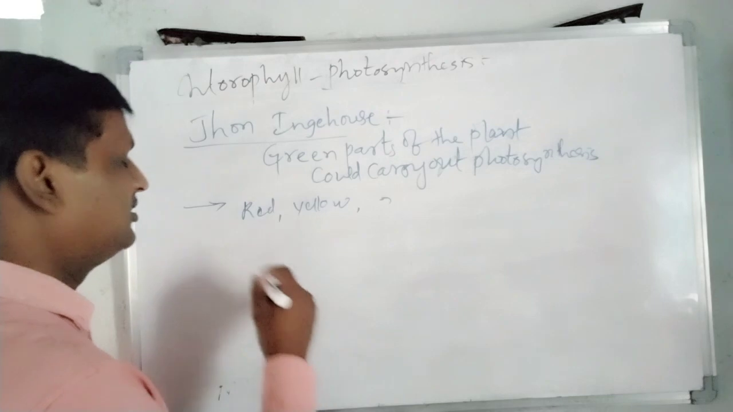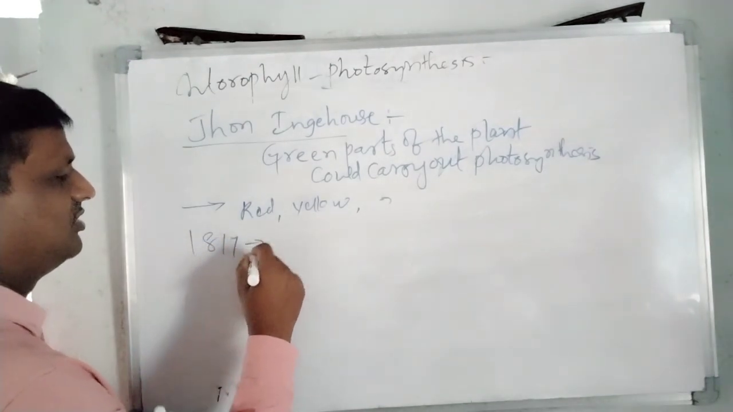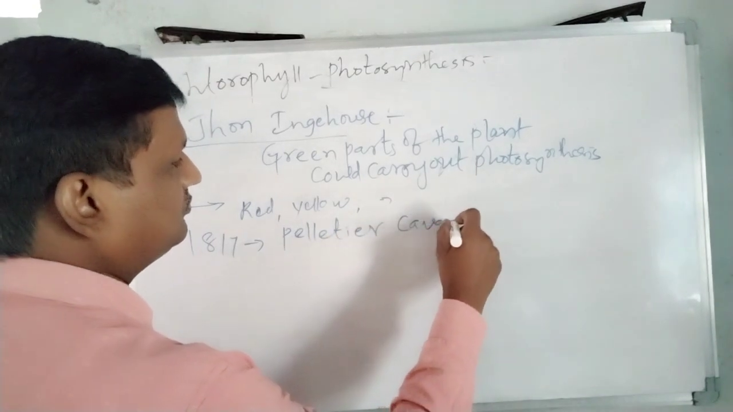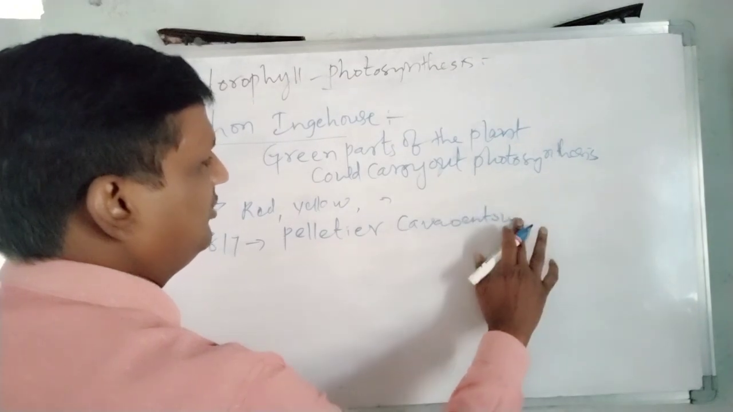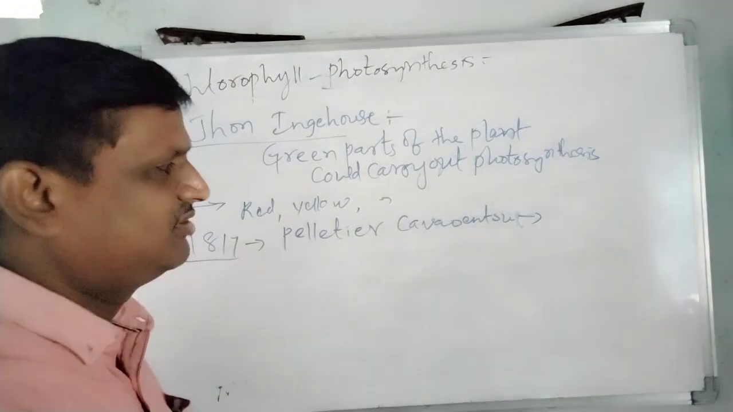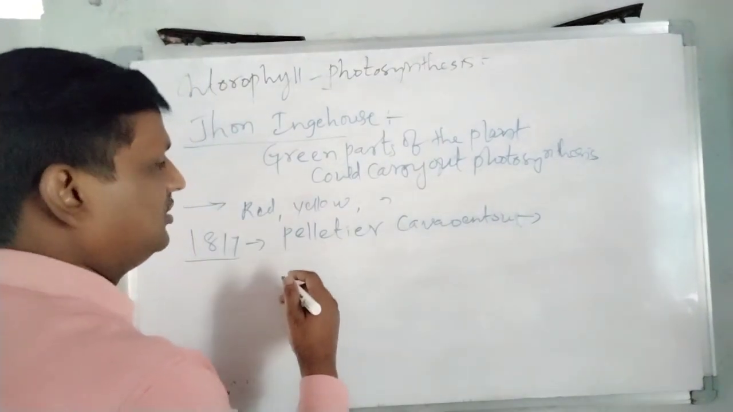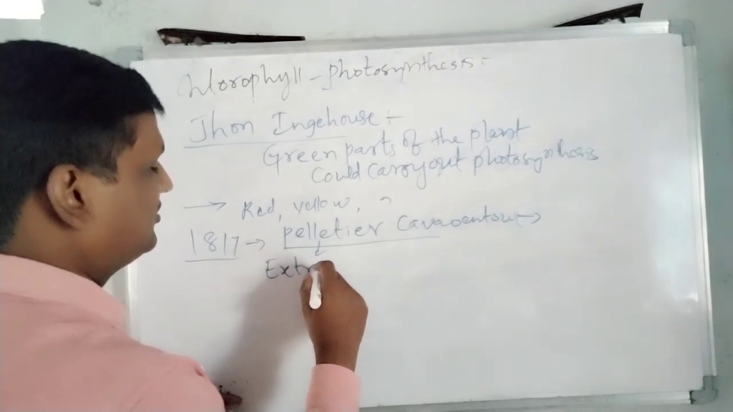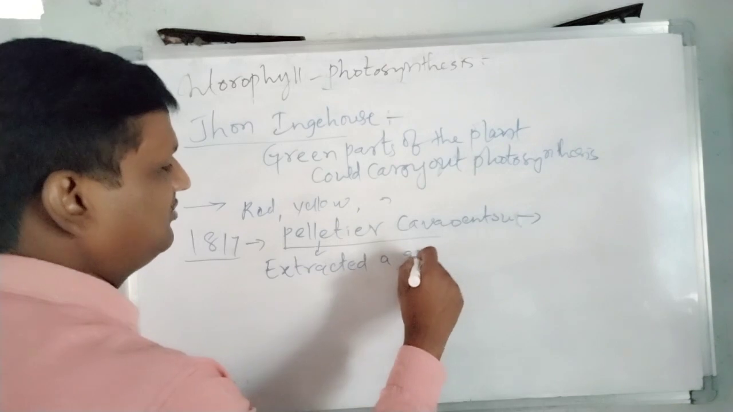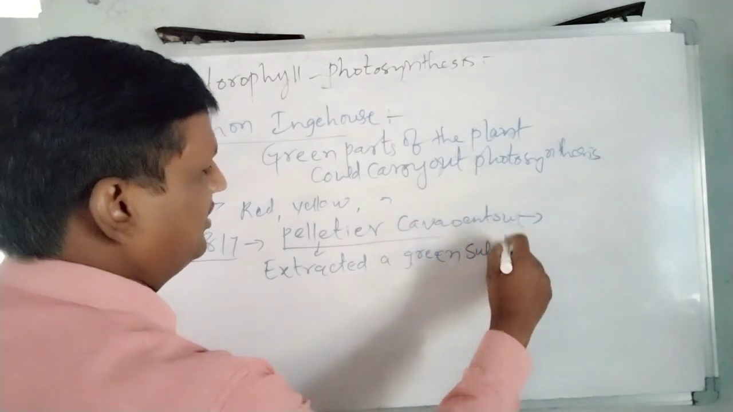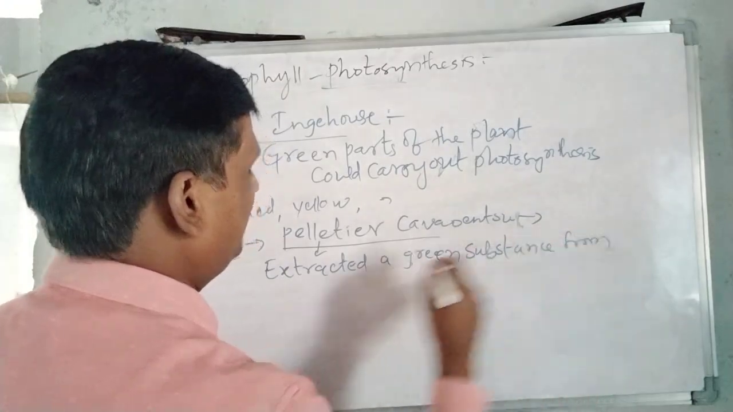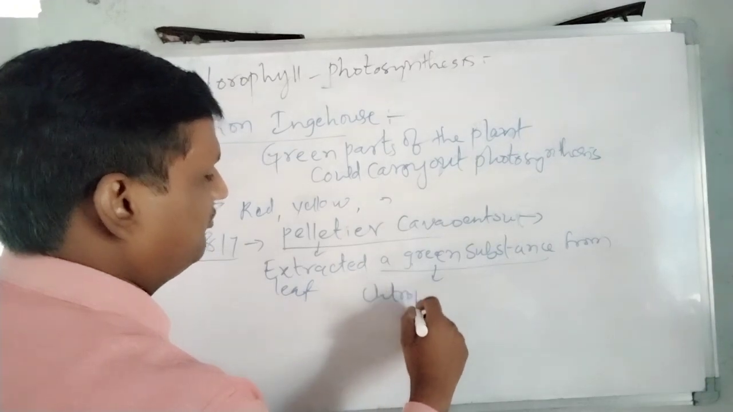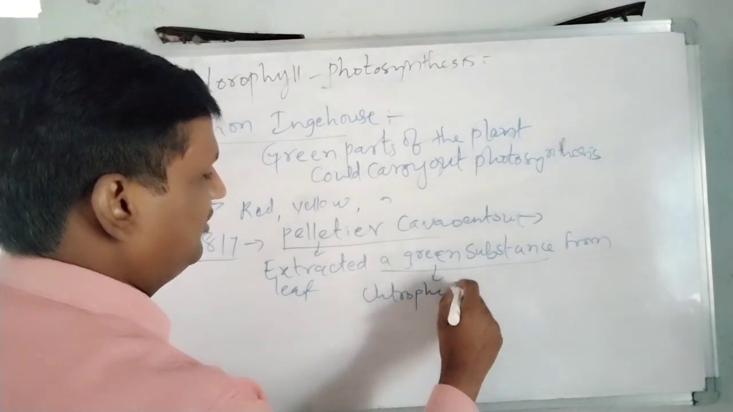But after several years, in the year 1817, Pelletier and Caventou, these two scientists, extracted a green substance from the leaf. This green substance they named chlorophyll. Chlorophyll, very important.